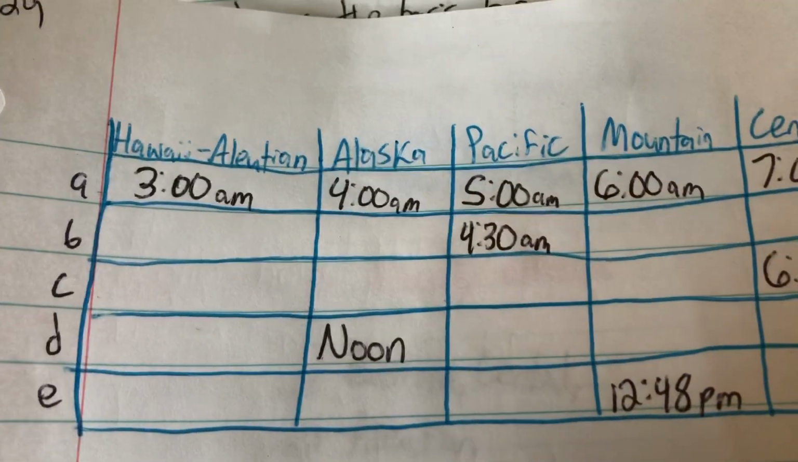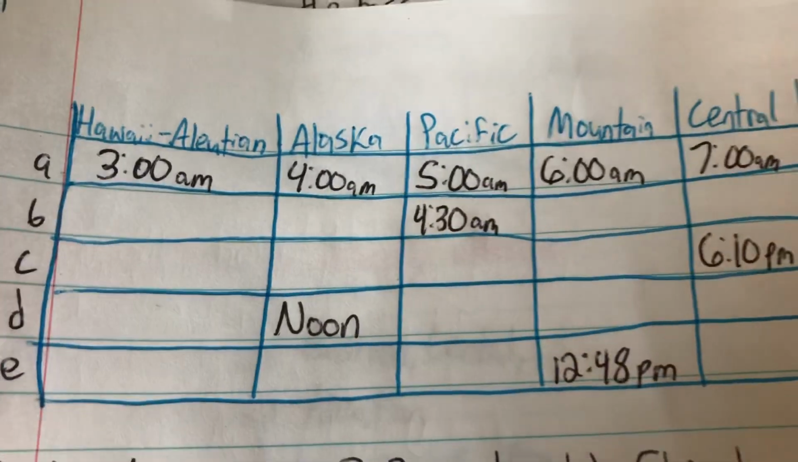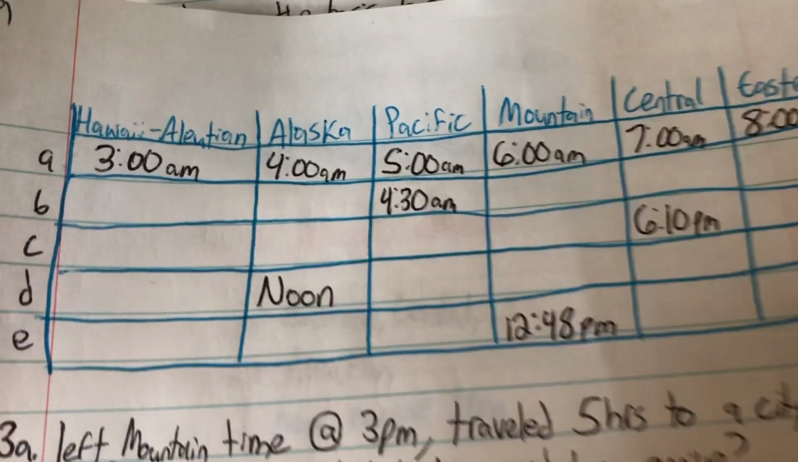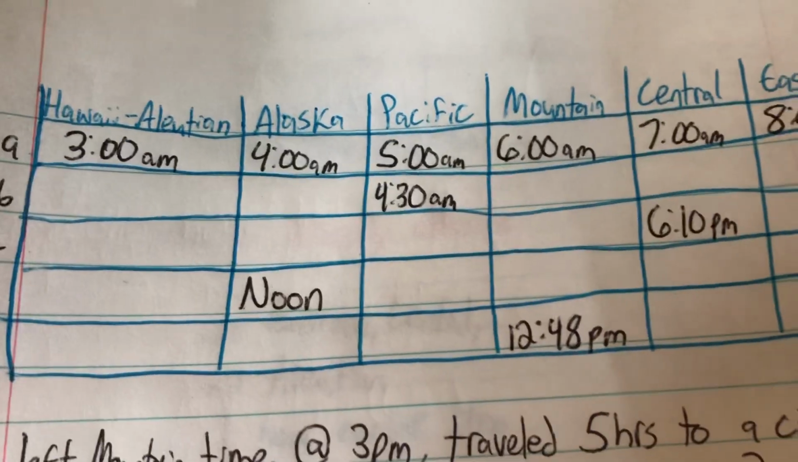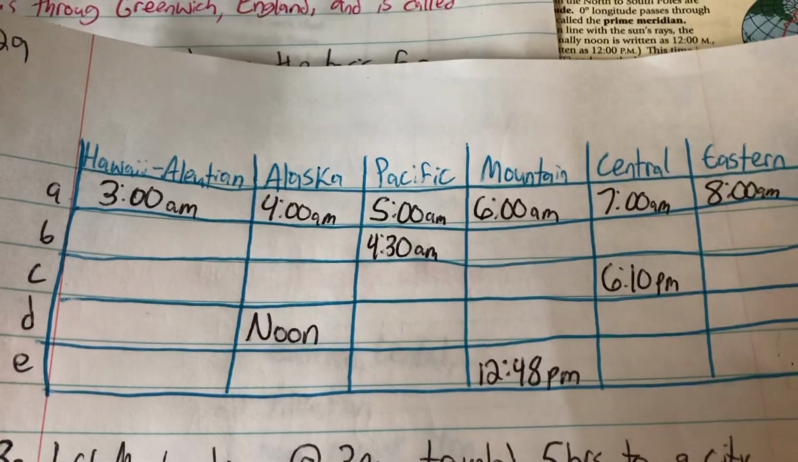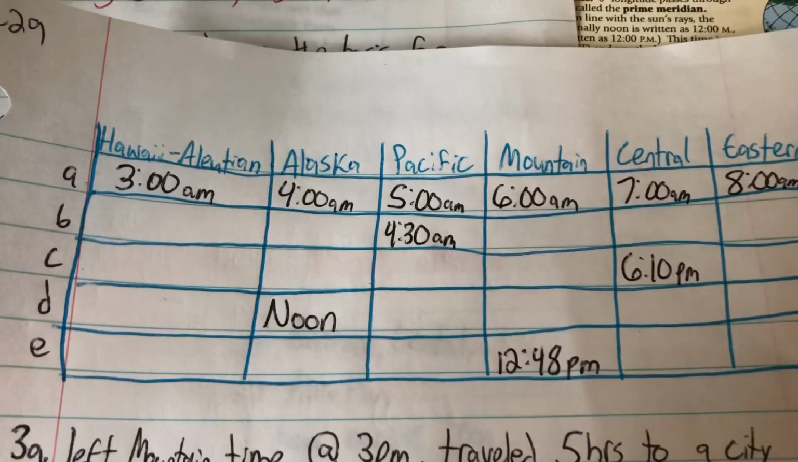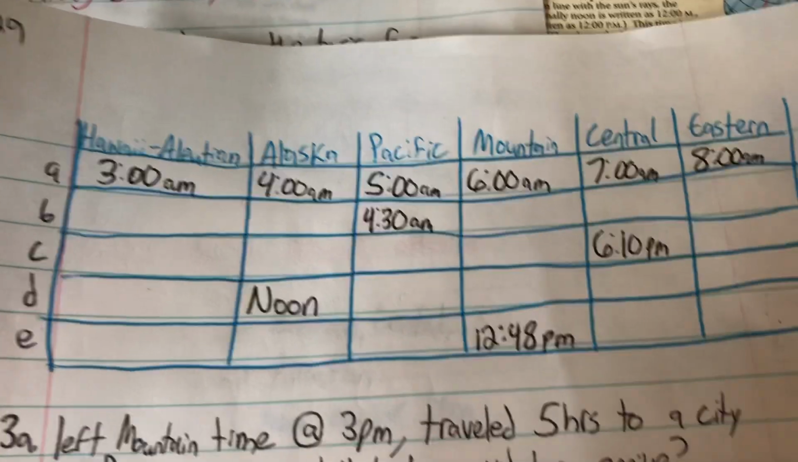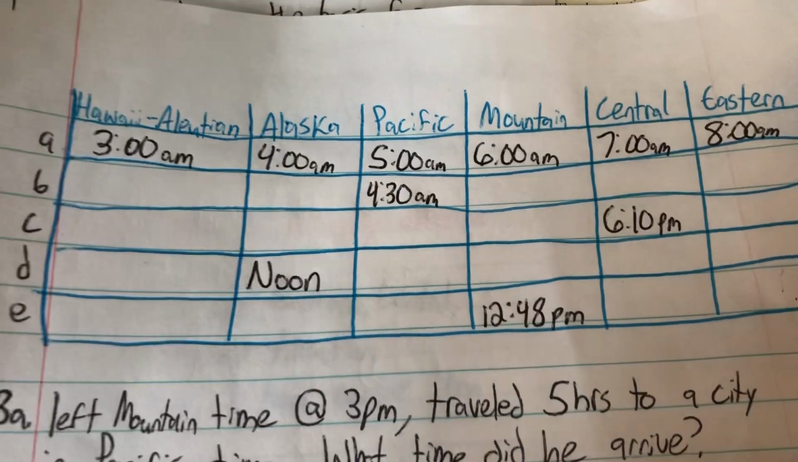Okay, for the next part, number 2, it gives us a chart it wants us to fill in of the American time zones. So we have the Hawaiian, Aleutian, the Alaskan, Pacific, Mountain, Central, and Eastern. The first one it does for us, it starts with 3 a.m. and goes all the way to 8 a.m. And then it gives us random ones, and we have to fill in the missing blanks.